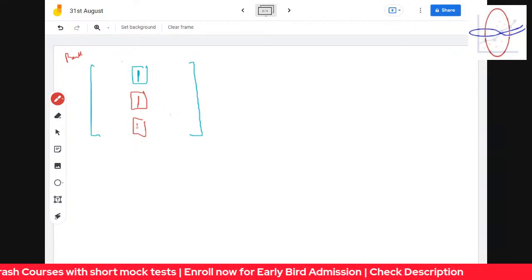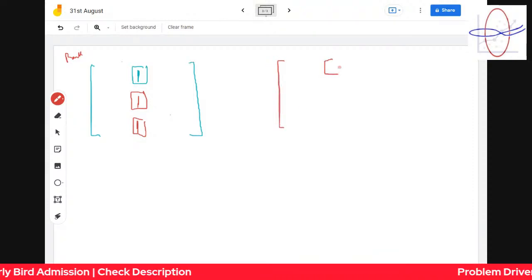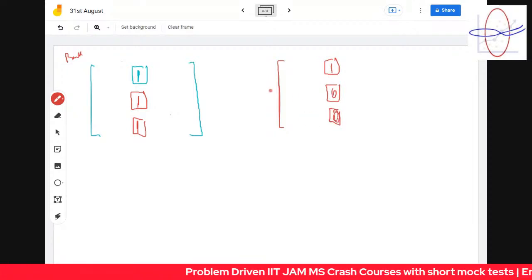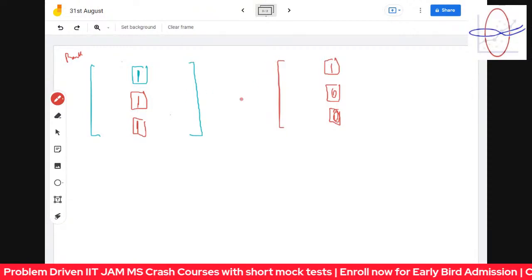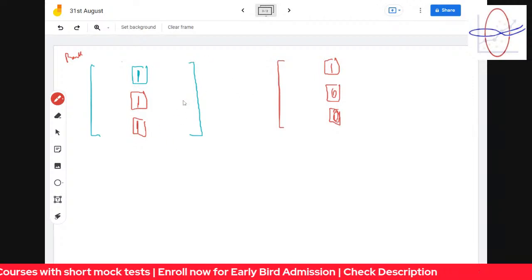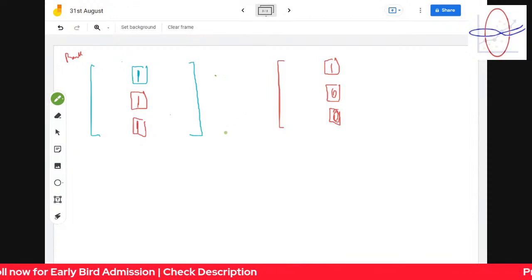It must be all one, or it must be looking like this, all zero. Because if the other matrices are multiples of this matrix, that is what I'm telling. So therefore, this is very interesting.